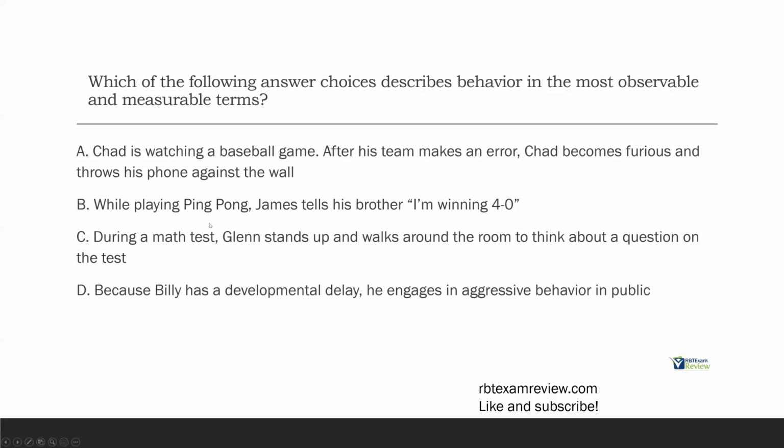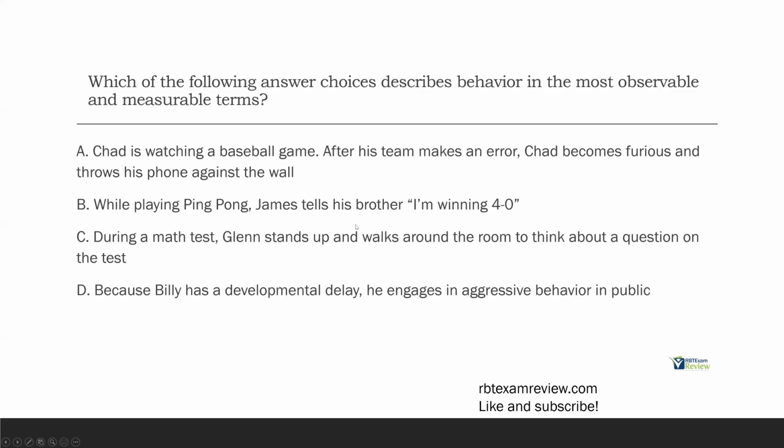What about B? While playing ping pong, James tells his brother, I'm winning 4-0. Okay. Is it observable? Yes, we can watch James play ping pong. We can watch James tell his brother, I'm winning 4-0. Is it measurable? Sure, because every time we watch James, we can see him do this. We can watch him play ping pong. We can watch him tell his brother something. We can measure that.